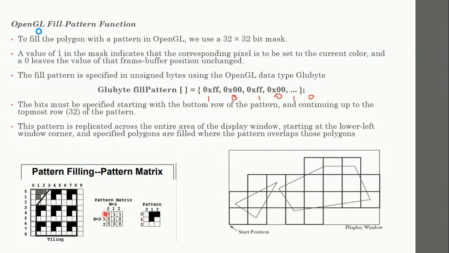Okay, 0 means there will be nothing, or no pattern is being filled, you can see. So this is for 3 cross 3, you can say. See, the same 3 cross 3 matrix will start to replicate from the lower left corner. Okay, this kind of filling we call styling.